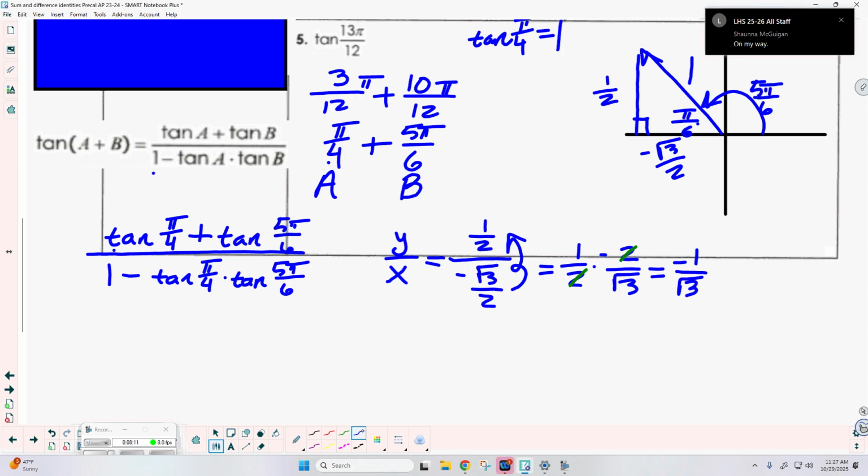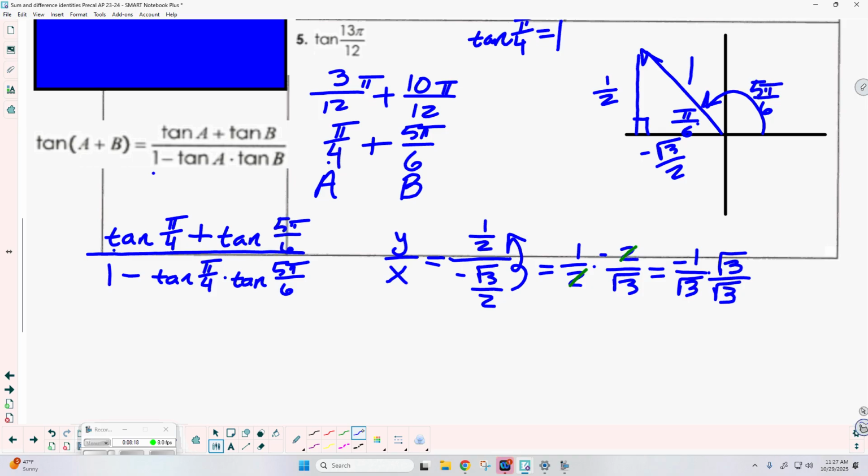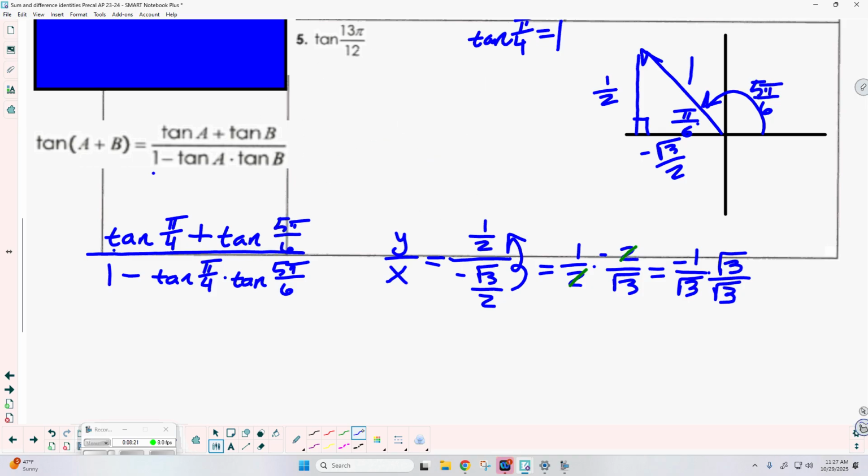Still need to what? Rationalize. So I'm going to multiply by square root of 3 over square root of 3. So tangent of 5 pi over 6, it looks like I'm going to end up with a negative root 3 over 3. Is everybody okay with that? Okay. So see, I've got the identity set and ready to go. I just needed to figure out what each individual component was.